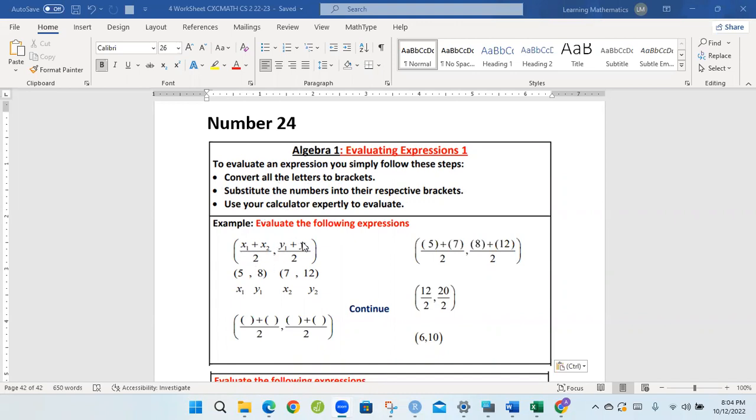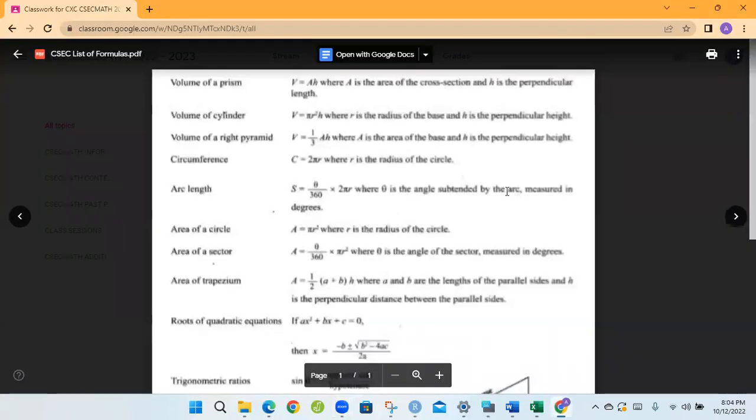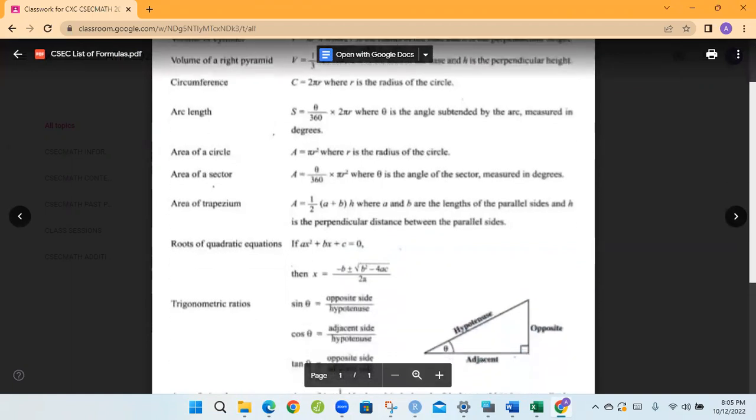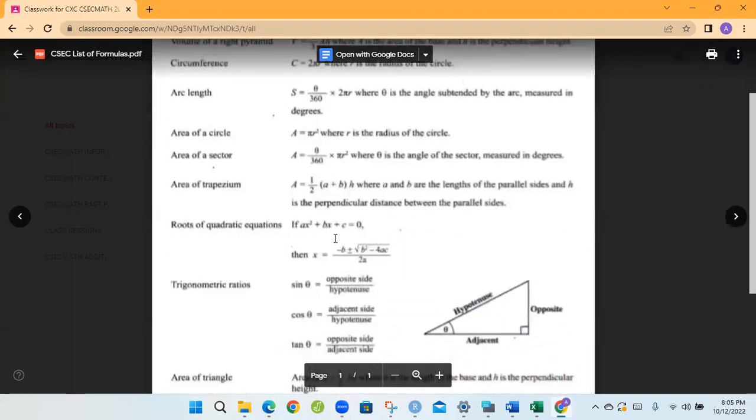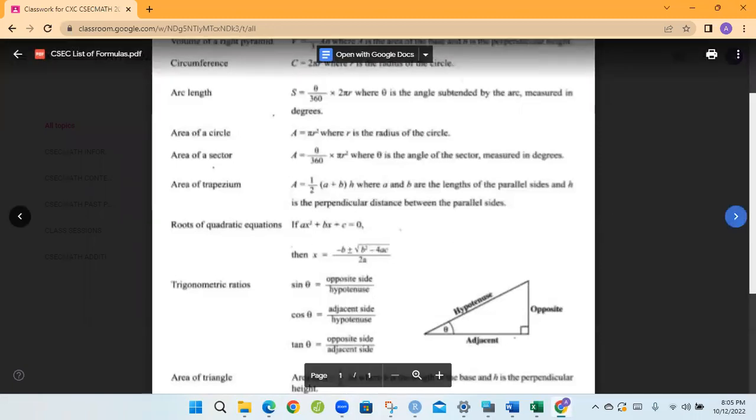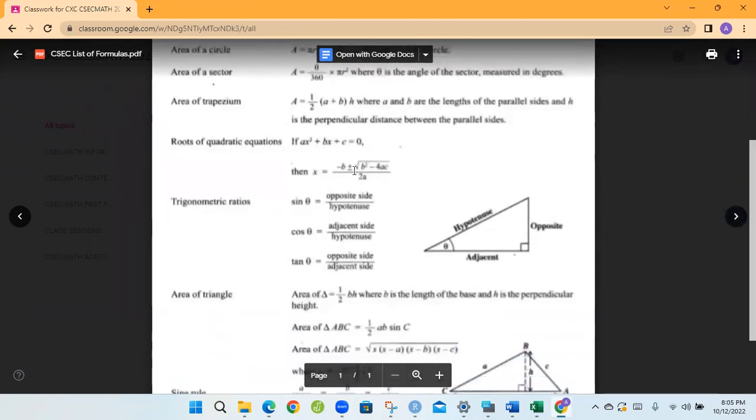Just to remind you, not all the formulas that you will need are provided. These are the list of formulas CX is going to provide you with. Here we are. V is equal to AH for the cylinder and prism; for the pyramid, I have a third of AH. Circumference is 2 pi r, then arc length, area of circle pi r squared, area of sector, and for the trapezium, I have A plus B times H over 2. Three formulas for the triangle. Then the quadratic, AX squared plus BX plus C equals 0. Here's the formula for it.